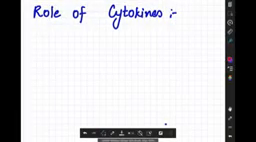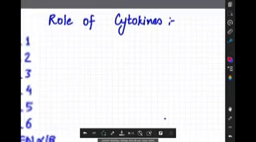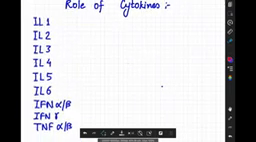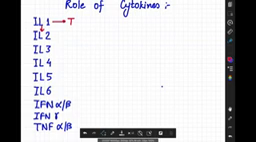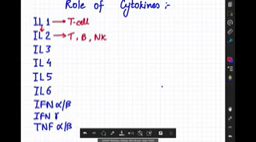Let's understand the role of these cytokines. Interleukin 1, what role does it play? One role it plays, it promotes synthesis of interleukin 2. The other role, it stimulates T cell proliferation. Interleukin 2, what does it do? It stimulates proliferation of T cell, B cell and natural killer cell. Interleukin 3 acts as a growth factor for tissue mast cells and hematopoietic stem cells.